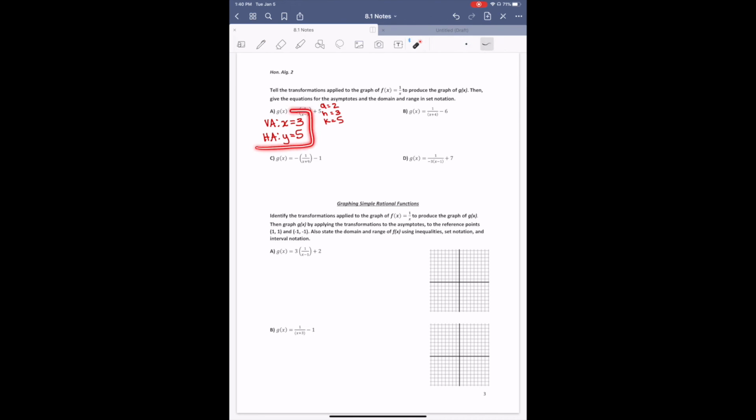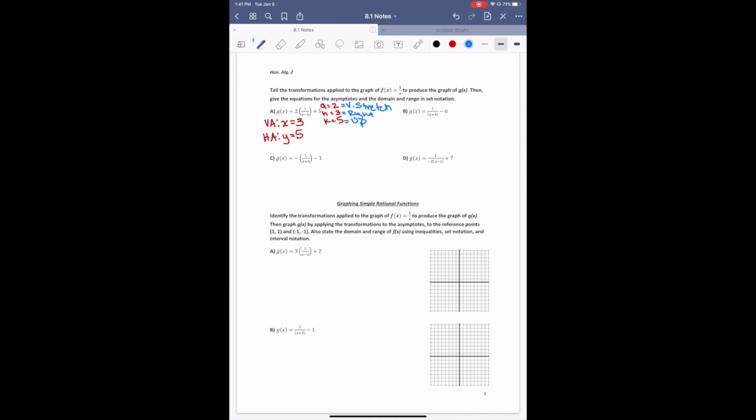Now that we've identified the asymptotes there, let's go ahead and describe the transformations. And remember, the transformations are simply based on your a, h, and k values. So because a was equal to 2 and it's positive, that means we had a vertical stretch. Because h is equal to 3 and it is positive, that means it moved right 3 spaces. And because k is equal to 5, that tells us that it moved up 5 spaces.